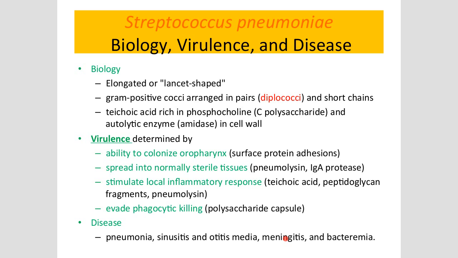One important thing they have is a liking for the pneumocytes, which are the cells of the lungs, because they have an enzyme called pneumolysin. They also have an IgA protease, because IgA lines the respiratory tract for protection. They kill the antibody, so they tend to cause pneumonia because of this particular enzyme. They also have other local inflammatory response factors that are common. They have a polysaccharide capsule, but the most important thing for Streptococcus pneumoniae is that they cause pneumonia, sinusitis, otitis media, middle ear infection, meningitis, and bacteremia.